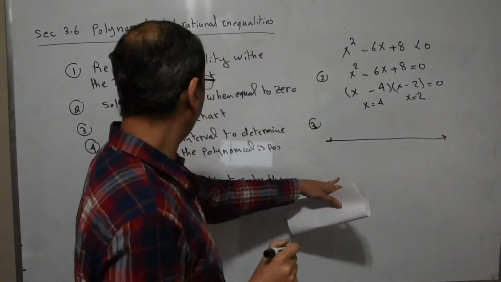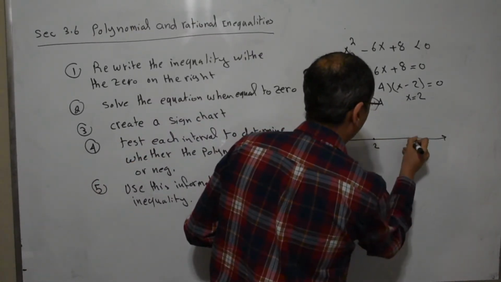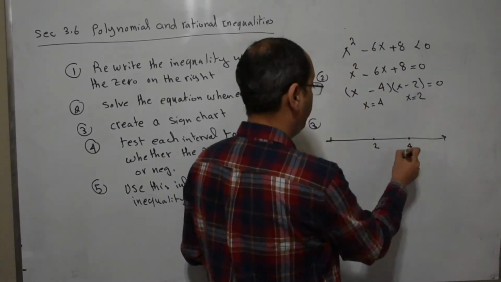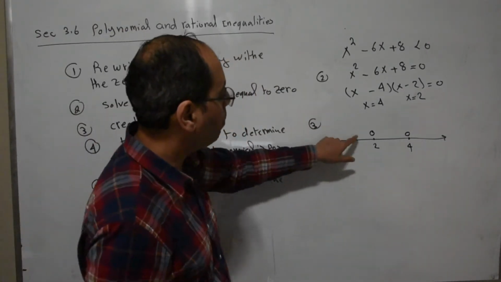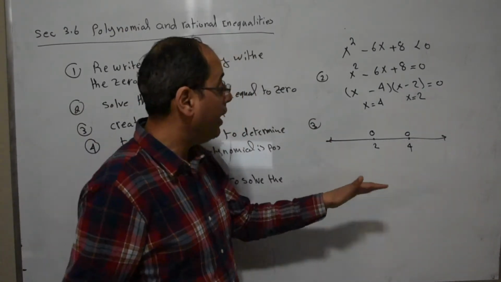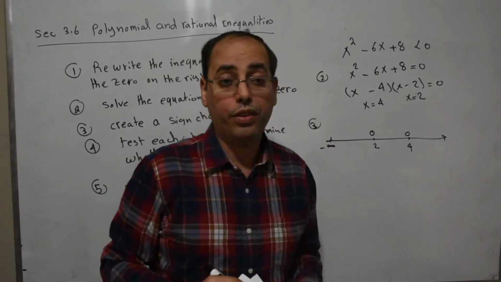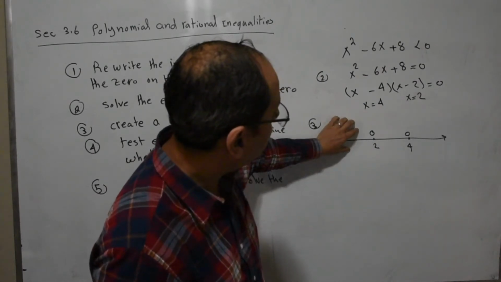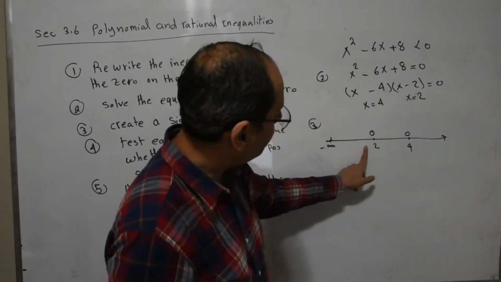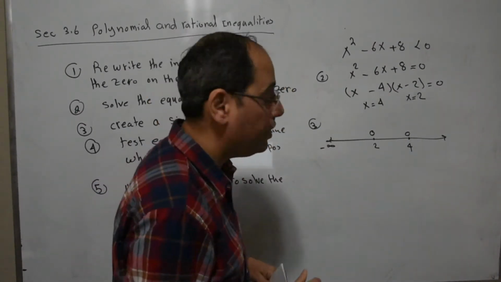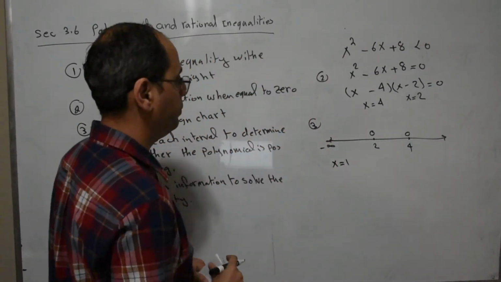I create the chart and I plug in the two zeros, 2 and 4, and at each of these I have a 0. So now I'm going to plug in a number that is less than 2 and test in this interval between negative infinity and 2 whether the sign here is positive or negative. So we choose a number that is less than 2. The easiest one is 1. The easiest number is 1. So I test x is 1.